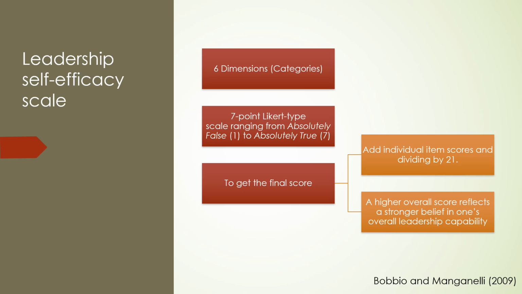Now, how do you actually score this assessment? Well, you're going to see that every single category has a few items. And on each of the items, you're going to basically be giving yourself a score from 1 to 7. And to get the final score, if you want the global score, you can just add up all the items. But if you want to just focus on one dimension slash category, then you can add all the items from that one category and then divide it by 21. So, a higher overall score reflects a stronger belief in one's overall leadership capabilities.